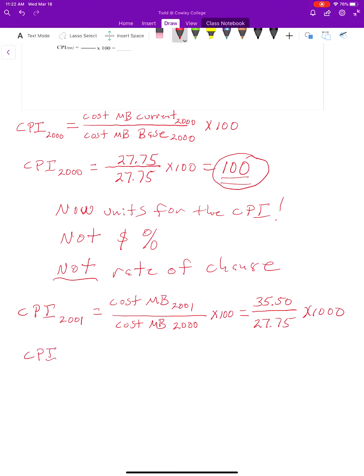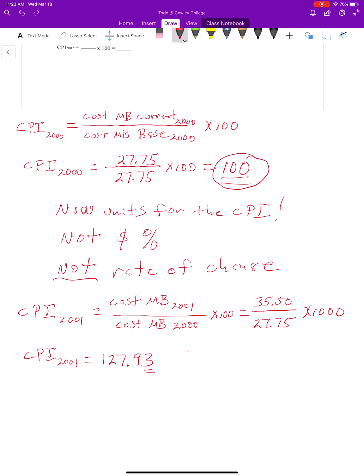If you plug that into your calculator, the Consumer Price Index for 2001 will be 35.5 divided by 27.75, multiplied by 100, and that's going to give you a number of 127.93. All right, when you're doing your Consumer Price Index numbers, always round to the second digit. We didn't have to on the first one because it came out to a whole number. But if it comes out to be a decimal number, which most of them will, go ahead and round it to the second digit.